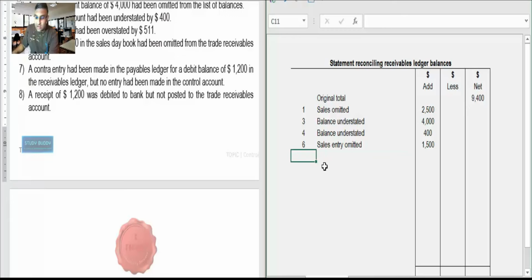This is error number 8. We've got a payment omitted. And given that it's a payment, we have to deduct it from the balance of the trade receivables. 1,200.